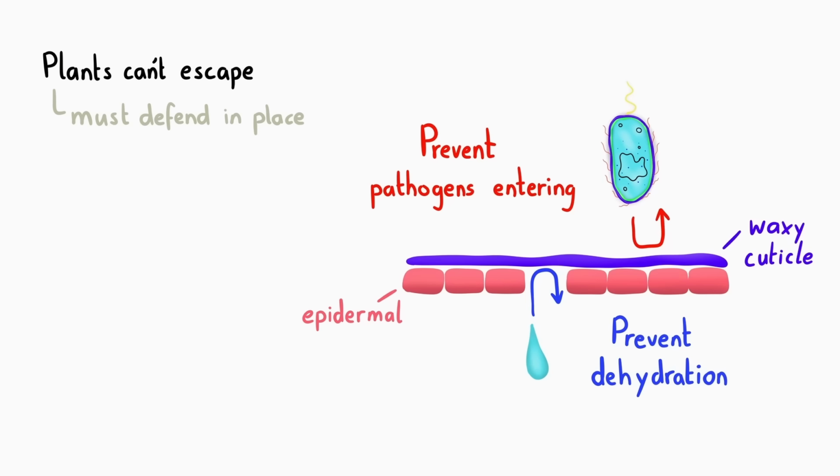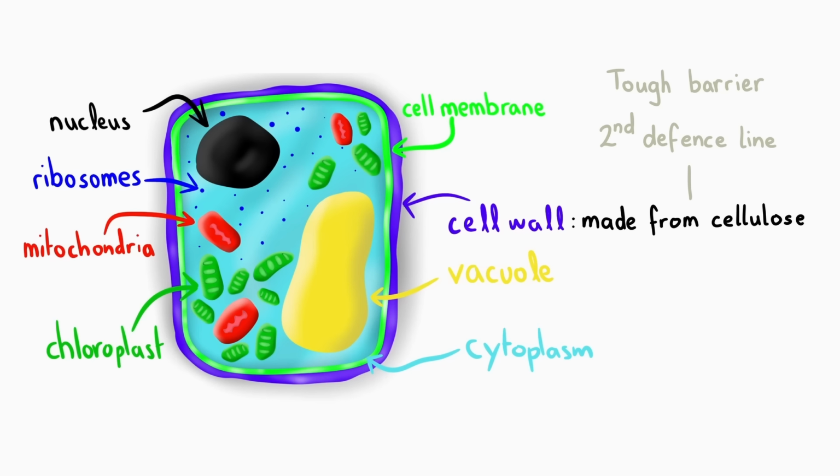Now, let's explore how plants defend themselves against pathogens and pests. Unlike animals, plants can't run away from threats, so they've evolved sophisticated defense mechanisms. Plants have several physical defenses that act as barriers against pathogens. Most plant leaves and stems have a waxy cuticle that provides a waterproof barrier, making it difficult for pathogens to enter. Beneath this waxy layer, plant cells are surrounded by cell walls made from cellulose. These tough structures form another physical barrier against pathogens that manage to get past the waxy cuticle.